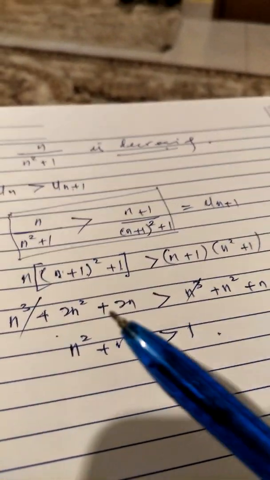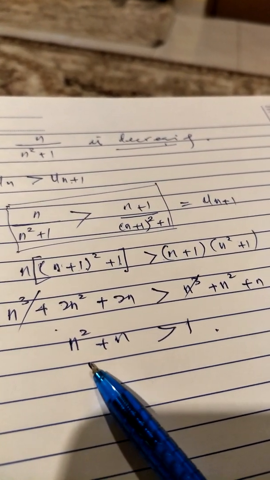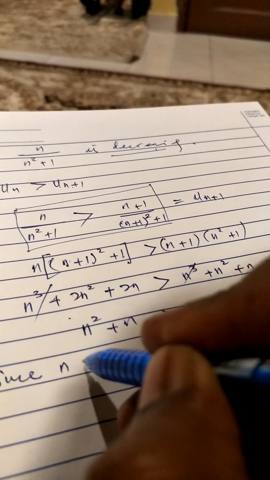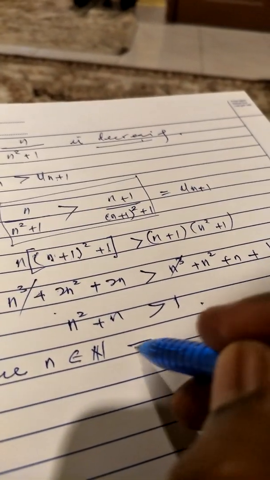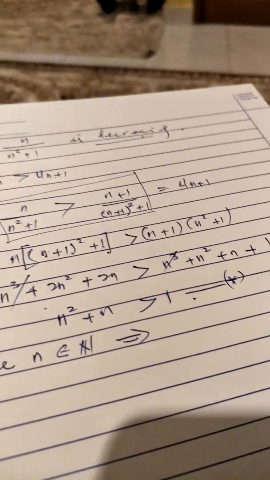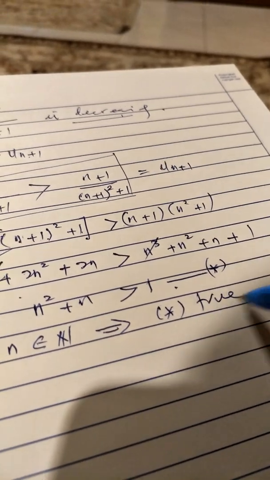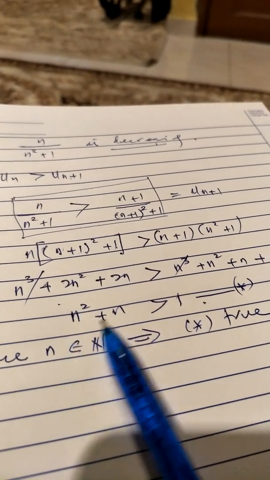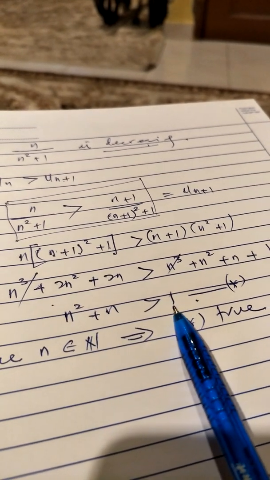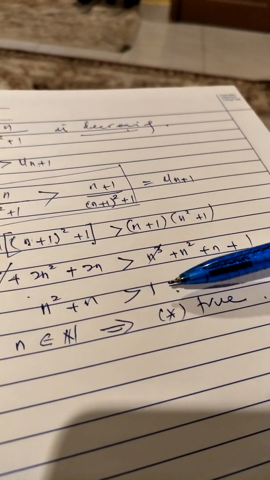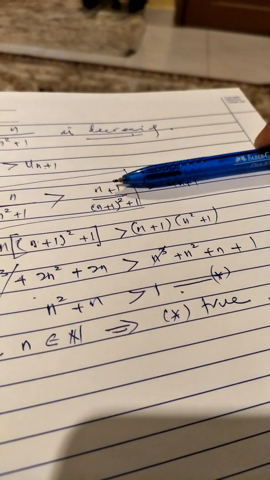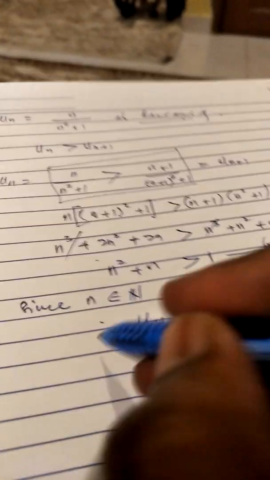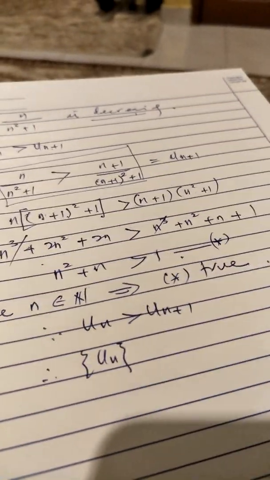Look at this inequality. Remember that n is a natural number: 1, 2, 3, 4, 5, 6, 7. Since n is a natural number, let's call this inequality star. Then star is true. If you choose n equal to 1, 1 plus 1 is 2, and 2 is greater than 1, so it's true. Any natural number n gives n squared plus n greater than 1. So this statement is true, which implies that our inequality is true. Therefore un is greater than un plus 1, so our sequence un is decreasing.